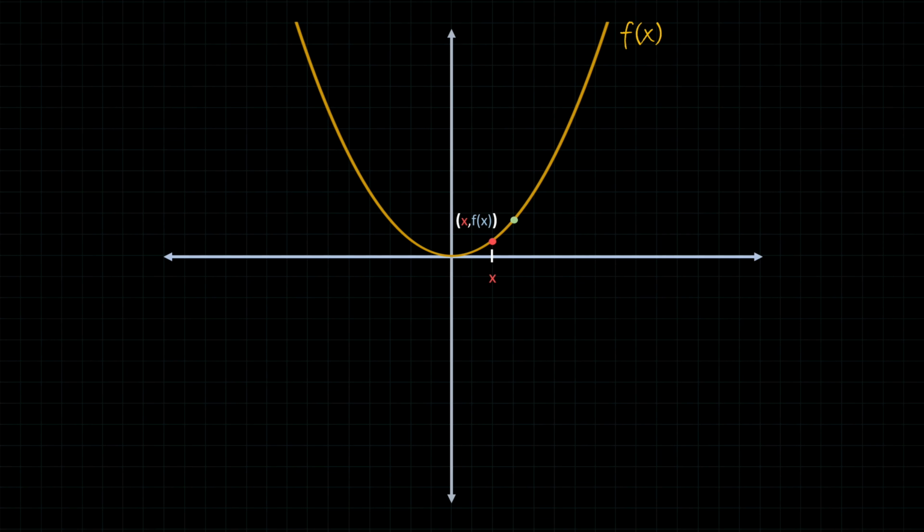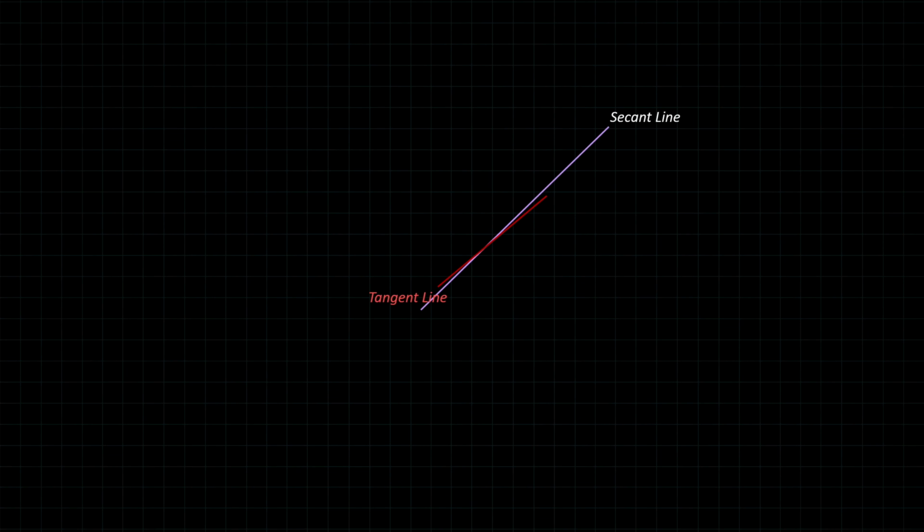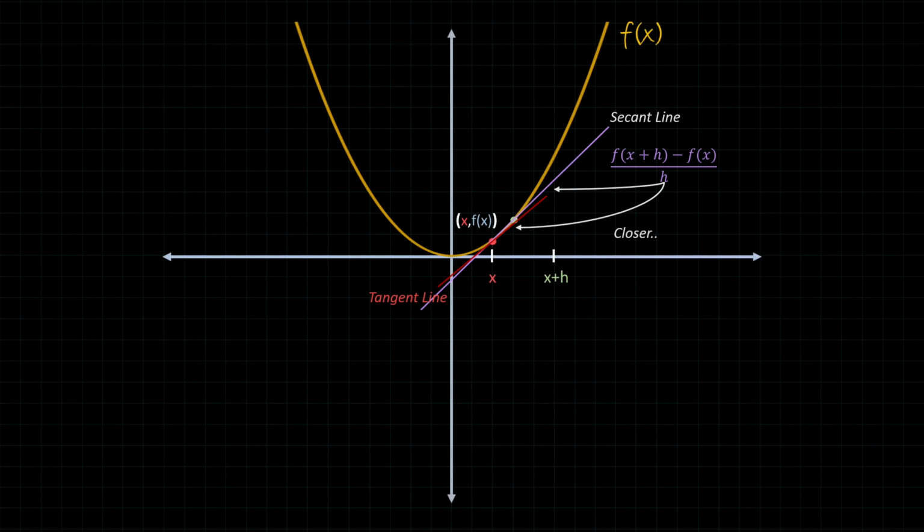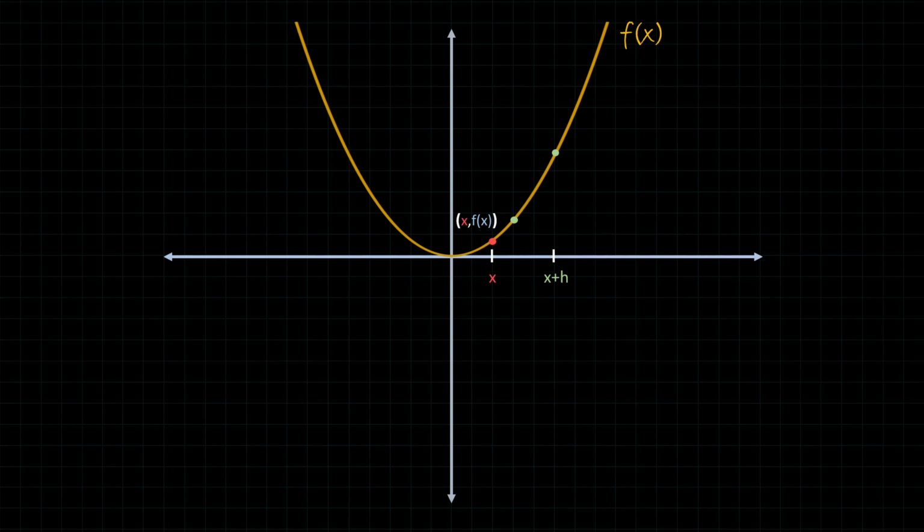Well, in this case, I can still make a secant line, but do you see how the slope of the secant line now is a lot more similar to the tangent line slope? It's still not the same, but it's closer than earlier. That is very interesting. What did I actually do when I moved the point from there to here?